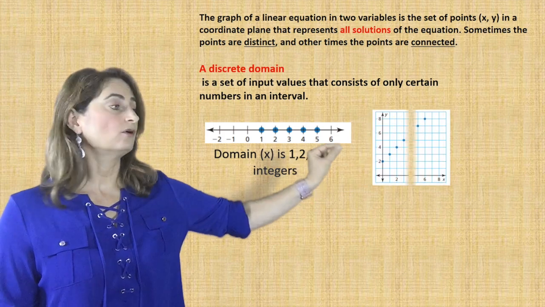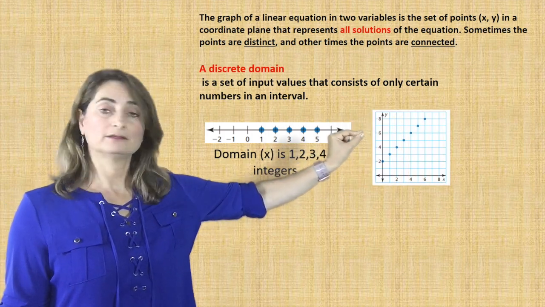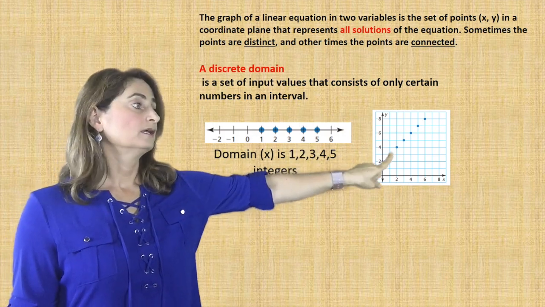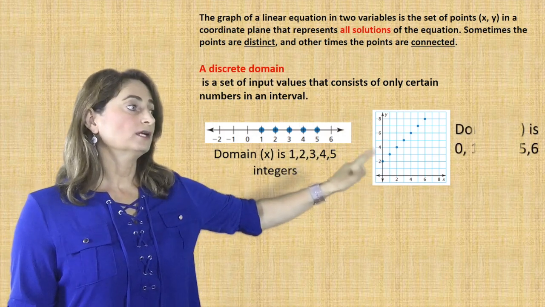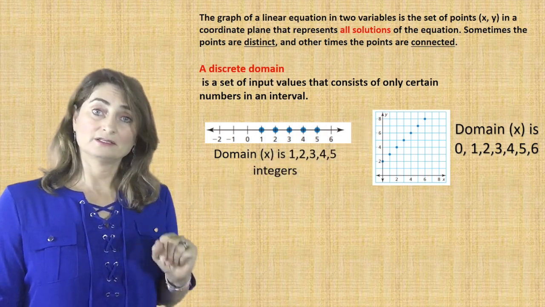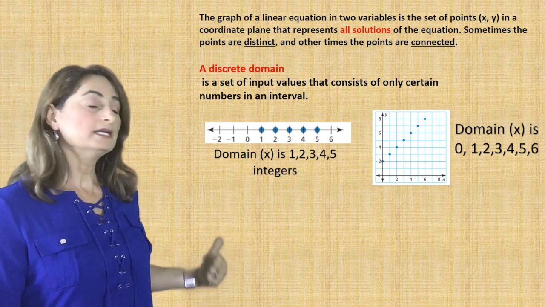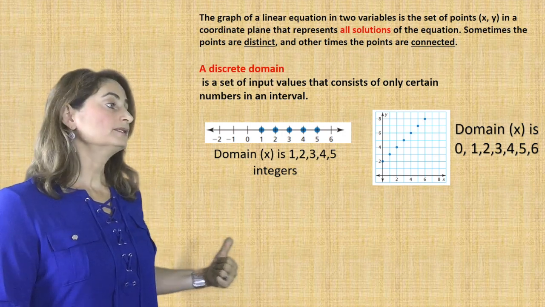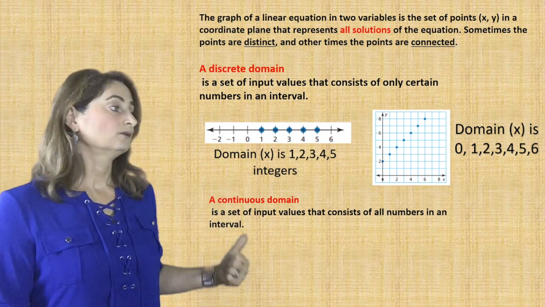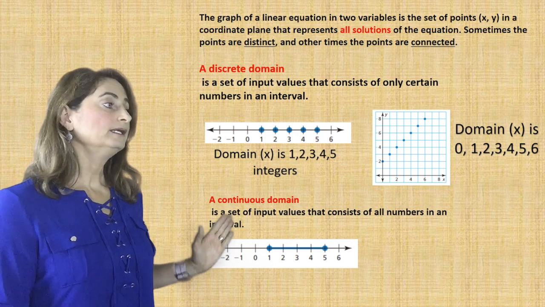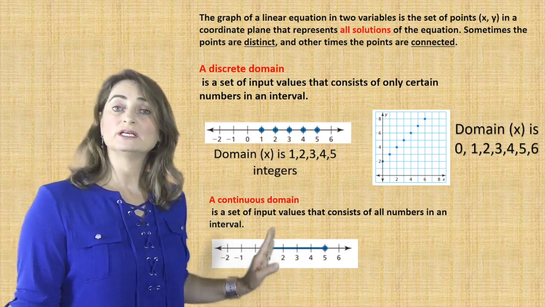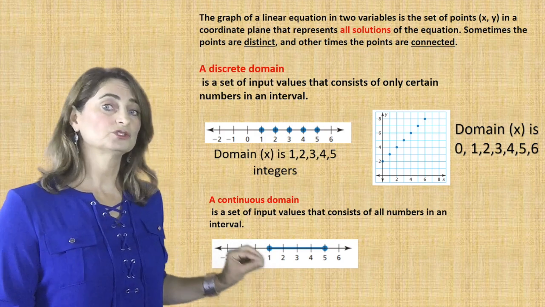Look at the graph. Also, there's dots. So the domain in the solution, x and y, again, the domain is the x. It starts from 0, and then 1, 2, 3, 4, 5, 6. Those are the domain, or the values of x in the solution. Now, a continuous domain is a set of input values that consist of all numbers in an interval. Look at this number line. It is continuous from 1 to 5. Everything in between 1 and 5 would be a solution, or the domain in the solution, or the x.